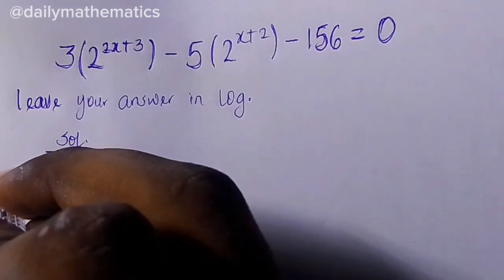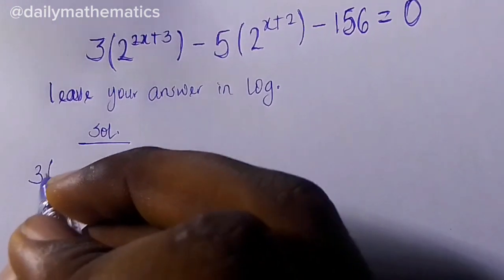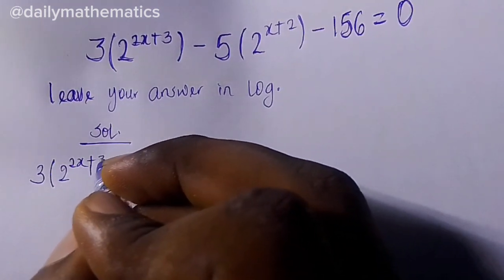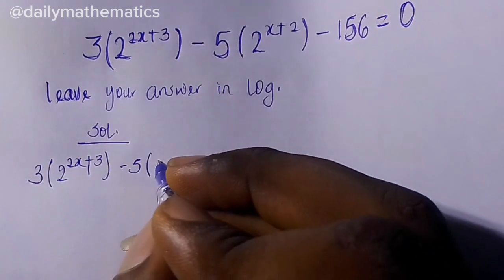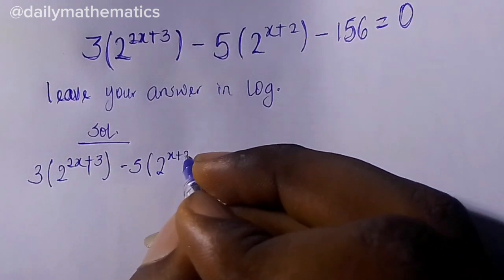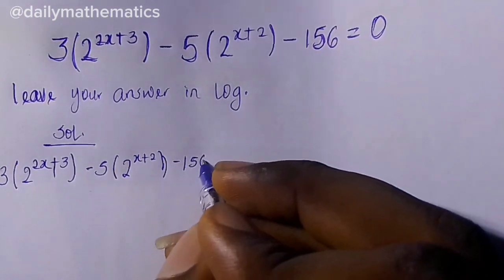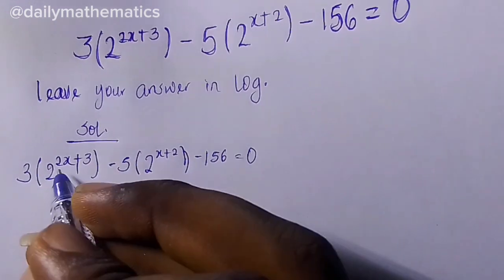Let's rewrite the question. We have 3 bracket 2 raised to the power of 2x plus 3, and we have minus 5 bracket 2 raised to the power of x plus 2, minus 156 equals 0. Now the first thing we're going to do is to get rid of this.